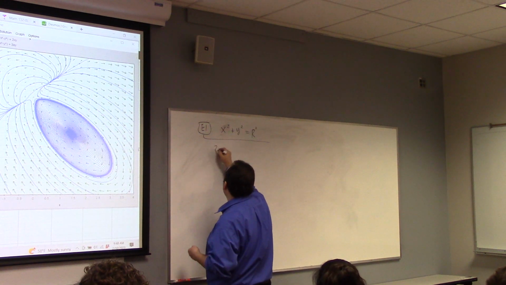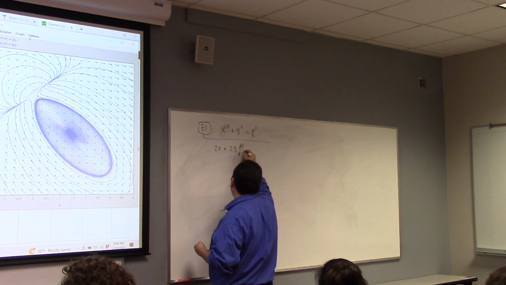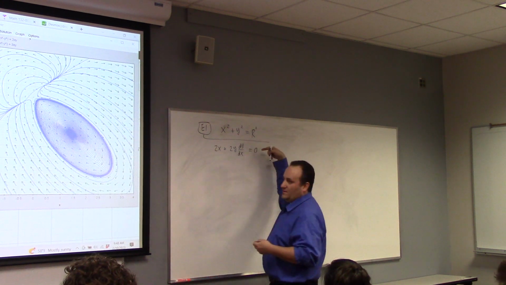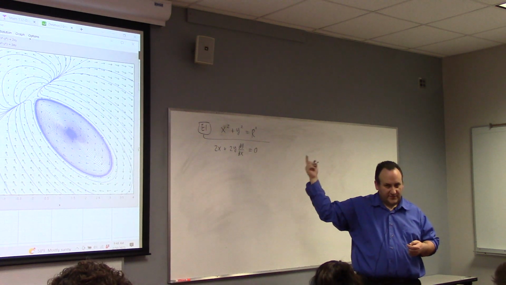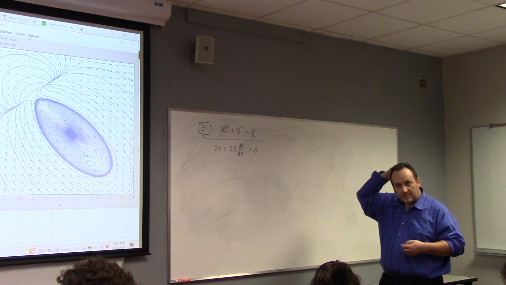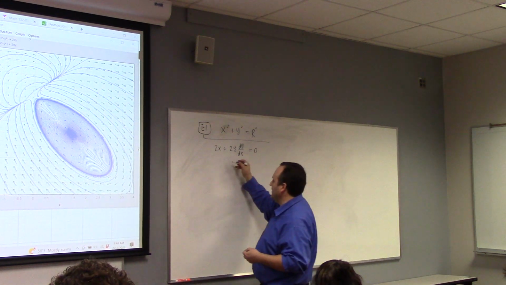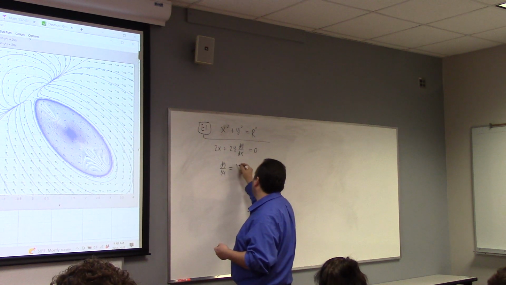If I differentiate this, I get 2x plus 2y dy dx equal to 0. What I just did is called implicit differentiation, right? When do we do implicit differentiation? We do implicit differentiation when y is implicitly a function of x. And so solve for dy dx, and there you go. There's your differential equation. So I got minus x over y.